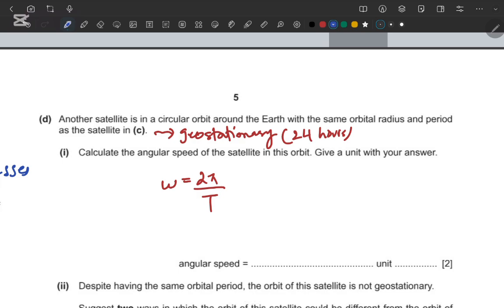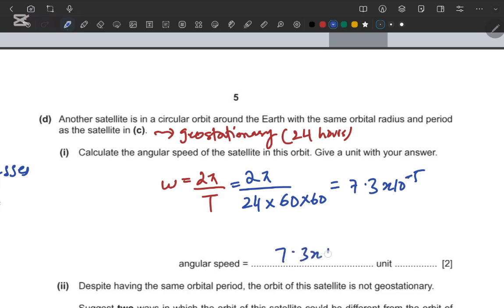It's also called the synchronous satellite in some of the textbooks. Anyway, so you're going to put in 2π here, and then you're going to put 24 times 60 times 60, which is 3,600, and you're going to get 7.3 times 10 to the power of minus 5. So I'm going to write 7.3 times 10 to the power of minus 5, and the units here will be rad per second.